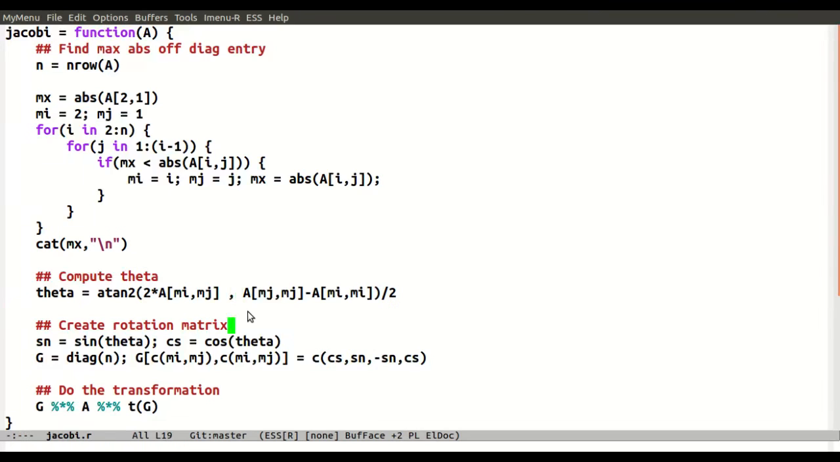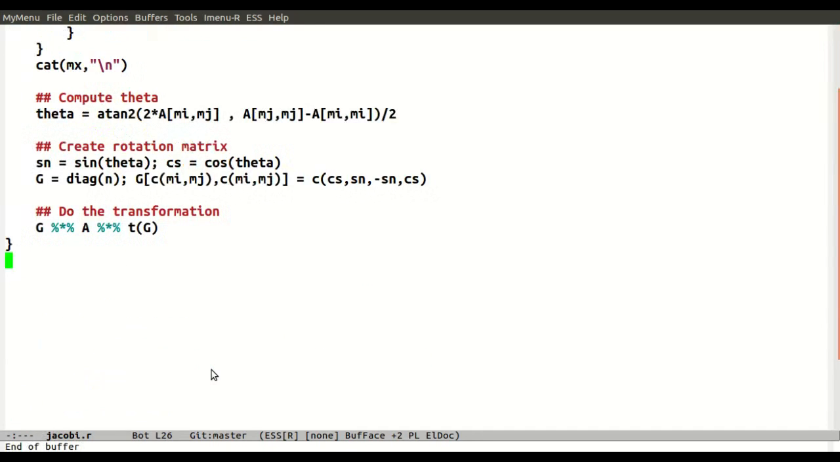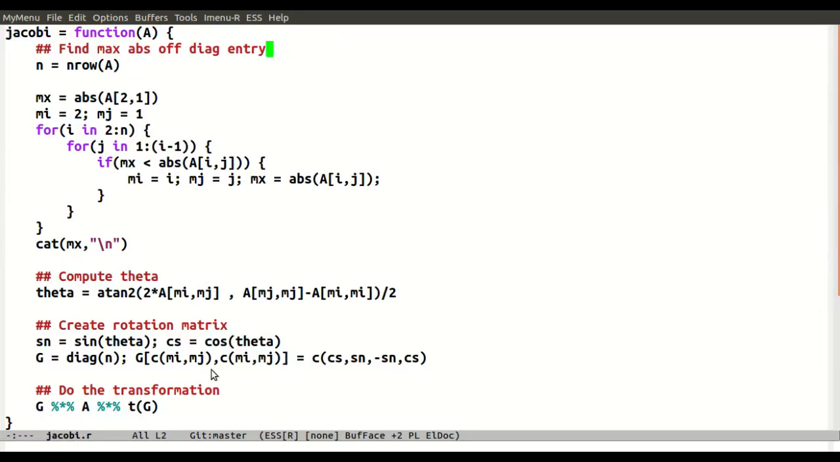So I now construct the Givens rotation matrix. For this I need sine and cosine, and I start with the identity matrix. diag(n) creates an n by n identity matrix. Then I look at the mi mj cross mi mj, this 2 by 2 submatrix, and put my Givens matrix there, cos, sine, minus sine, cos. And then finally I do the transformation. That's it. So this is how I write this function.